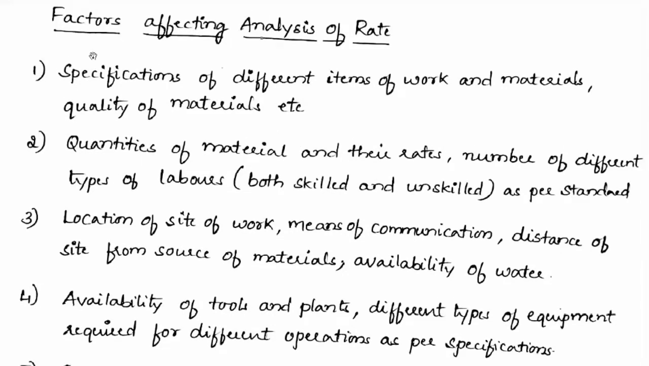Right? So next is the factors affecting the rate analysis. What are the different factors we have? One is the specification of different items of works and materials. Then next is quality of materials. For example, I gave you an example of mobile, right? Different mobiles have different specifications. Based on that specification, the rates are varying. Similarly, here also the rates are going to vary.